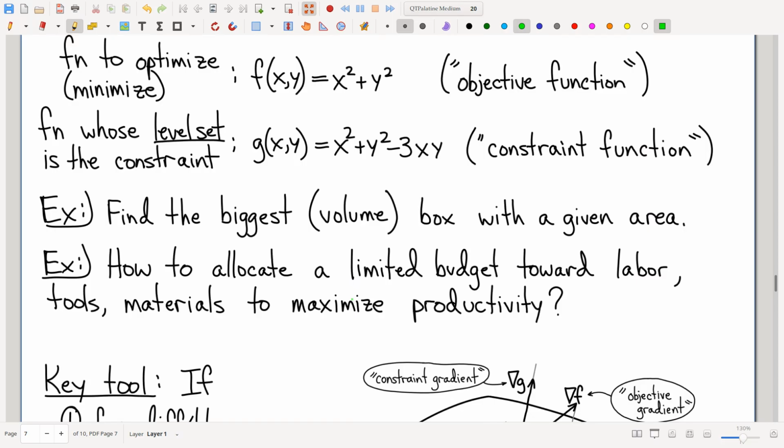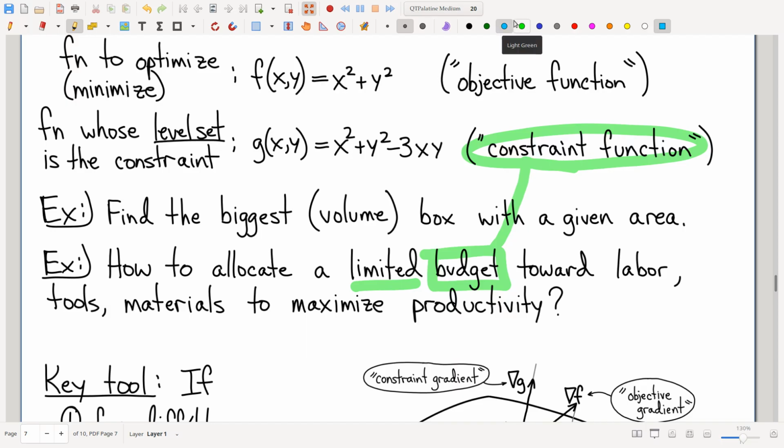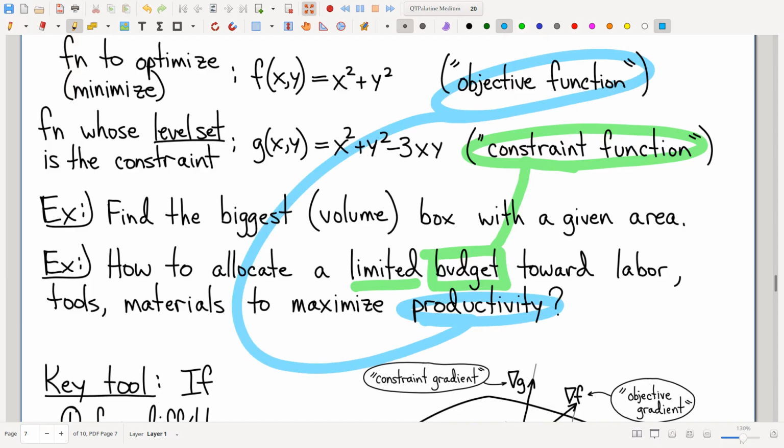Okay, here's one that's more from economics. Let's suppose you're starting a small business and you've got a limited budget. Okay, well, limited means that is what is fixed. So whatever the formula is for how much money you're spending on various different things, that has to be fixed. That is your constraint function. And of course, what do we want to maximize? Depends, right? Sometimes you want to maximize profit. Sometimes you want to maximize revenue. Sometimes you want to minimize risk. Sometimes you want to maximize productivity. Various different things. That is your objective function.